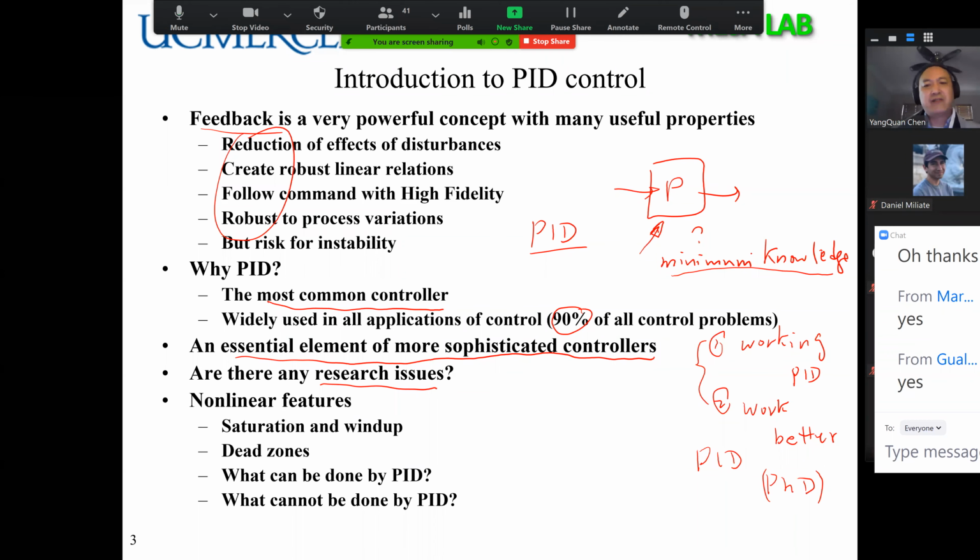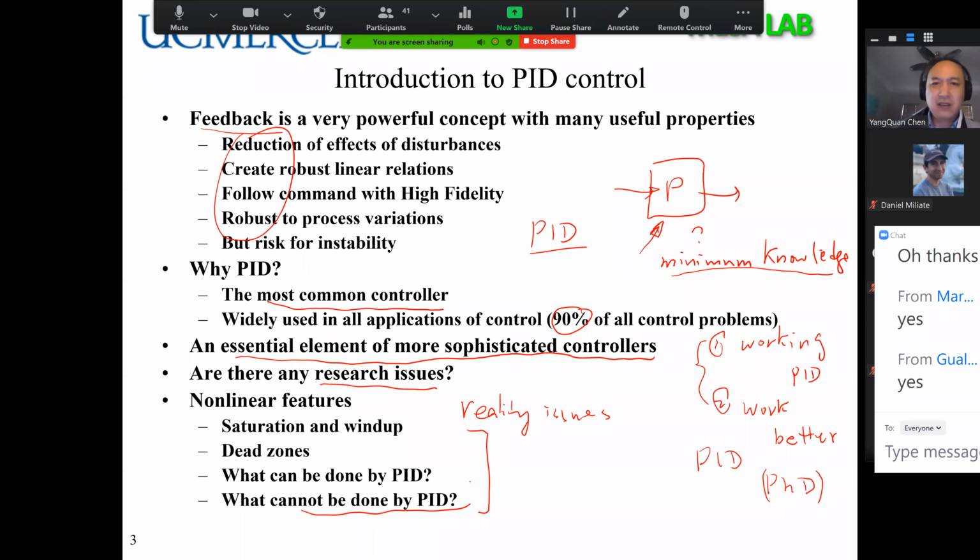Especially in reality, you have reality issues. Meaning in reality, you always have something like, oh, you got some saturation, you got dead zone, you got nonlinearities here and there, and how the PID can be modified accordingly. What is doable? What is not even doable? So all those questions are research questions. Okay. So we keep those things in mind.